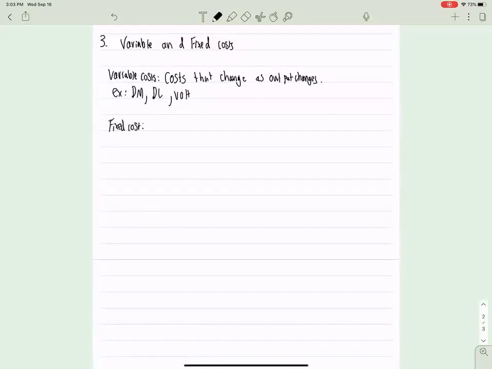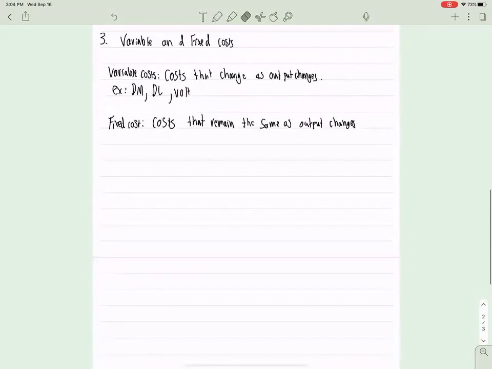All right, and guys, a fixed cost never changes. Fixed costs are costs that remain the same as output changes. So the more you make, your fixed cost is never going to change. All right. So guys, a very good example of a fixed cost. Think about your rent. Okay. Your rent, no matter how many people you have living with you.